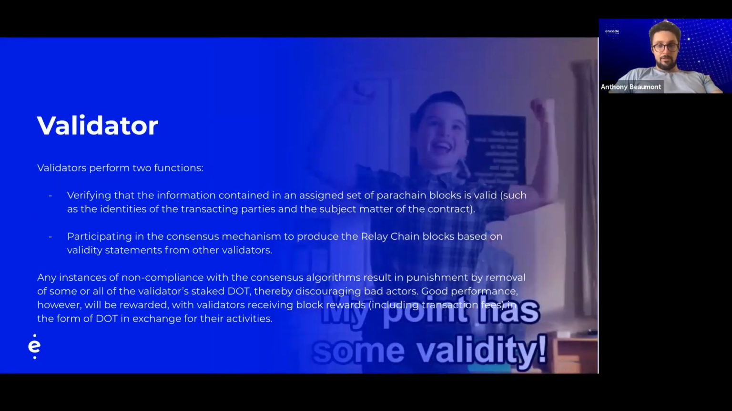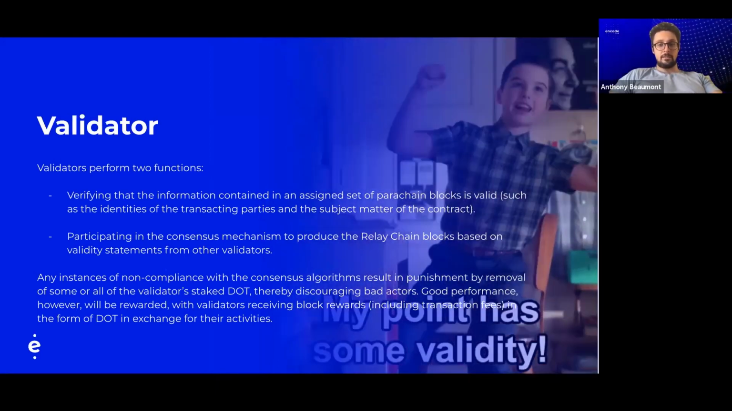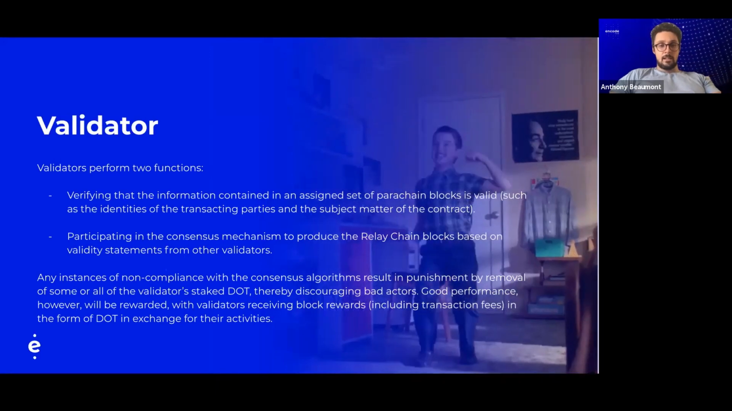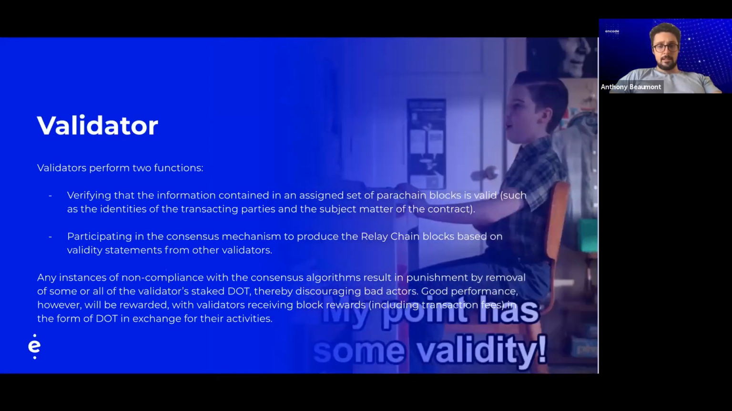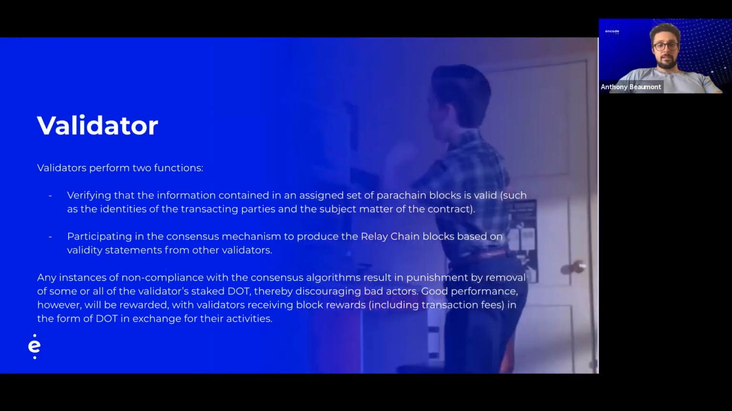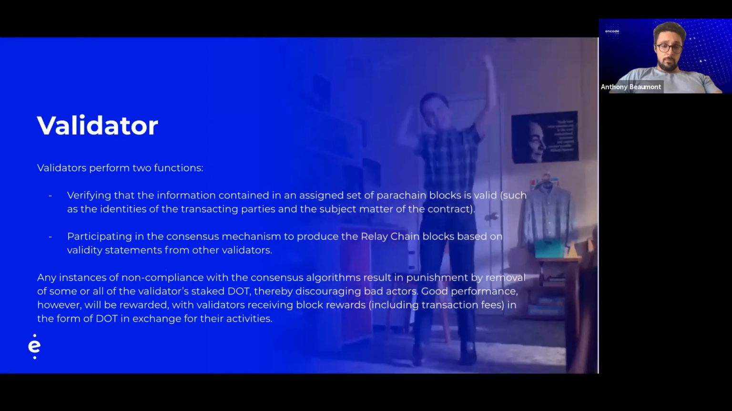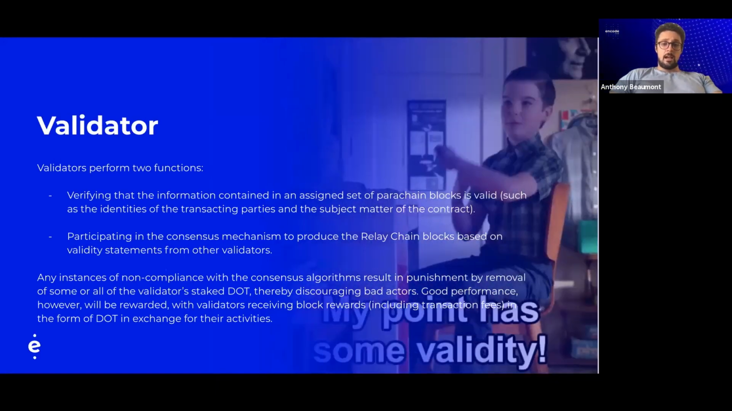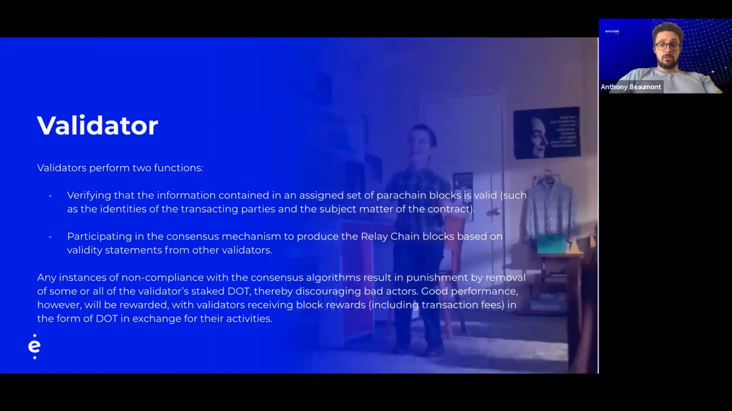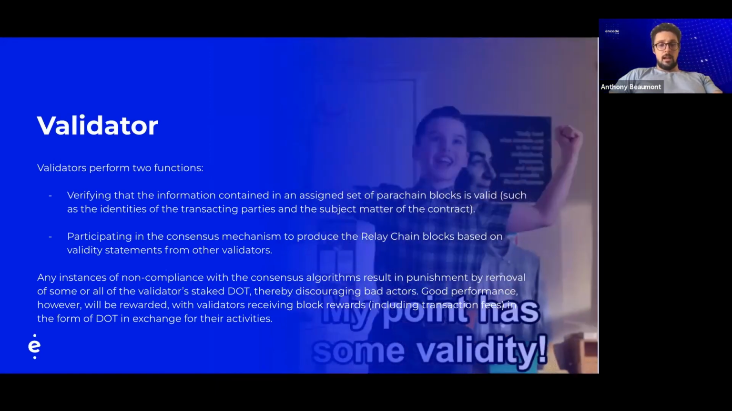Validators perform two functions. They verify the information contained in a set of parablocks is valid, such as the identities of the transacting parties and the subject matter, and they participate in the consensus mechanism, producing relay blocks based on validity statements from other validators. In instances of non-compliance with the consensus algorithms, you can be removed, your DOT can be slashed, it can be taken away, and good performance is rewarded.